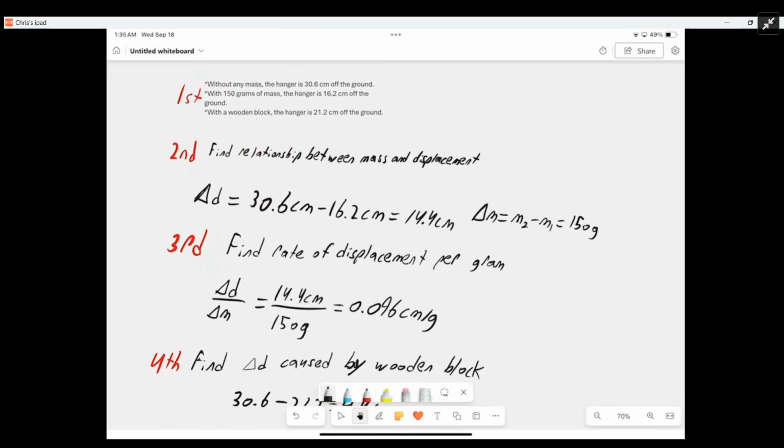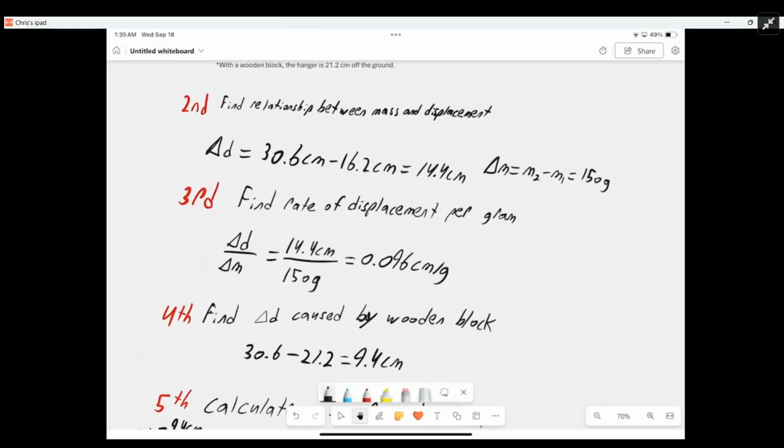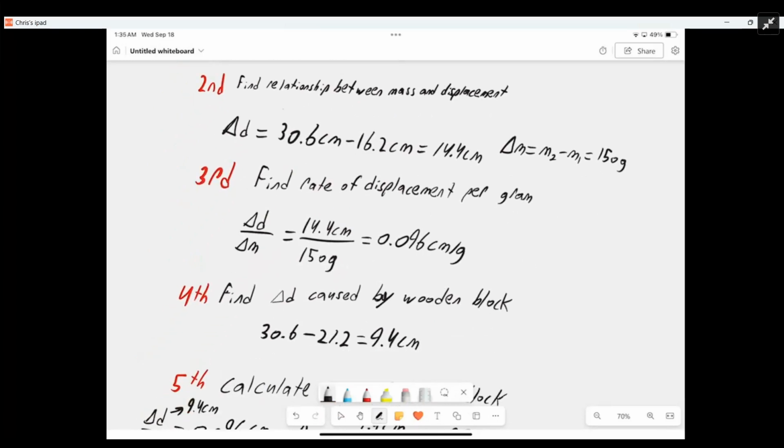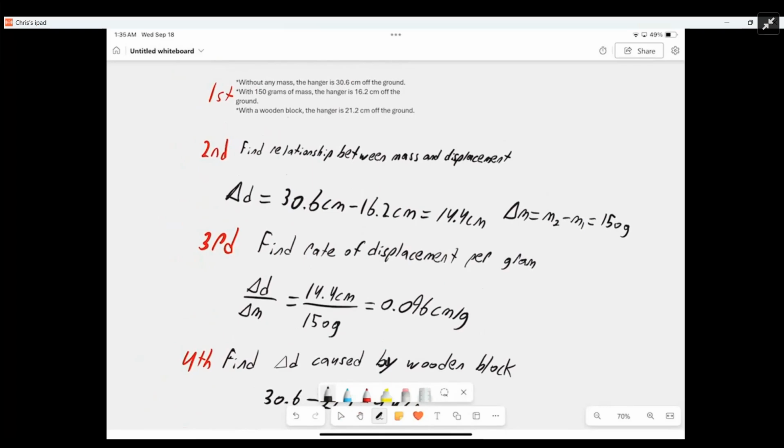So once we found delta D, we're then going to look for delta M, which is the difference in the mass between these two scenarios, which is going to be 150 minus 0, which adds up to a difference of 150 grams. So the third step is to find the rate of displacement per gram, right? Meaning how far is the hanger moving for every gram that's attached? So if I add 1 gram, what's the difference in displacement that's occurring?